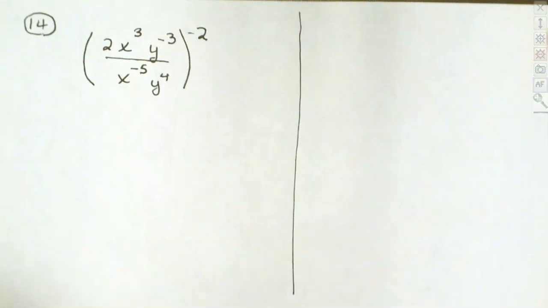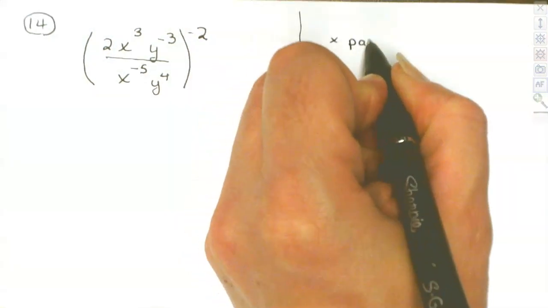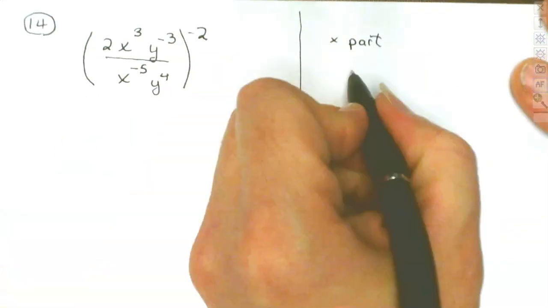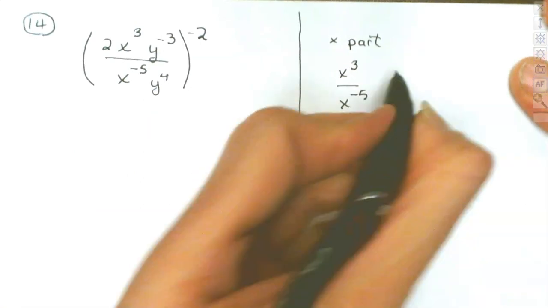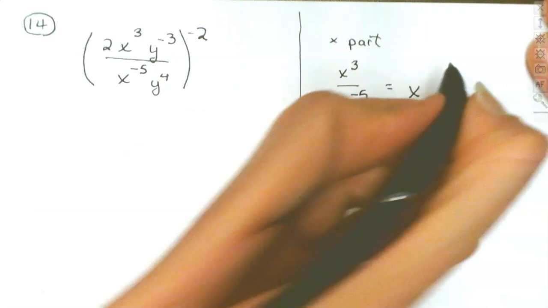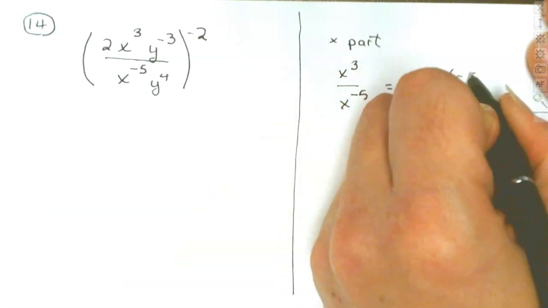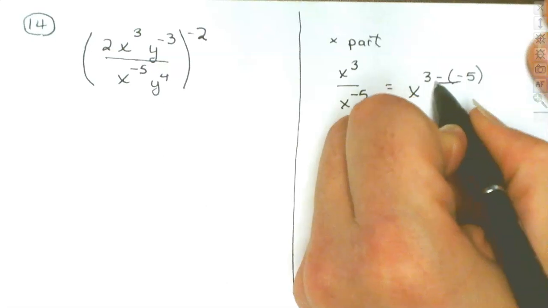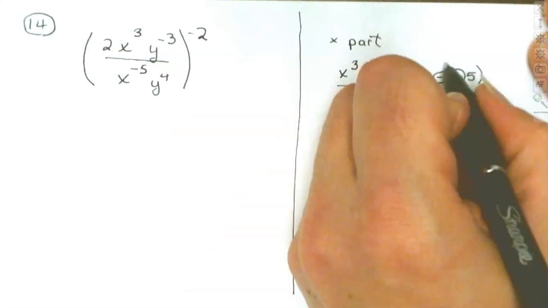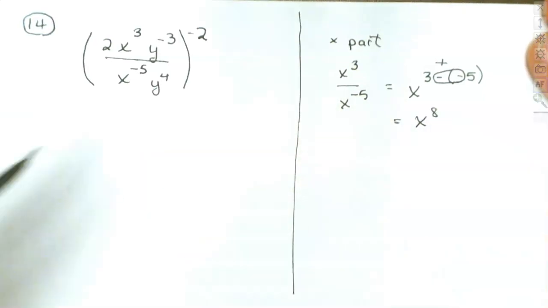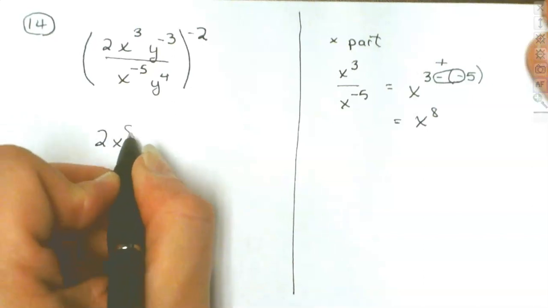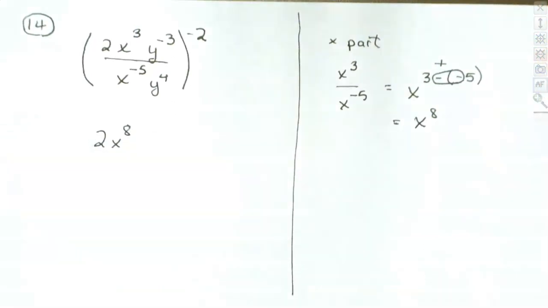So we're going to work with the x part. And what do we have for the x part? We have x cubed over x to the negative fifth. And that's going to be x to the 3 minus negative 5. And we know the double negative here is going to make that positive. So that comes out to be x to the 8th. There's that piece. All we did was we subtracted them. Double negatives make that positive, and they go together.